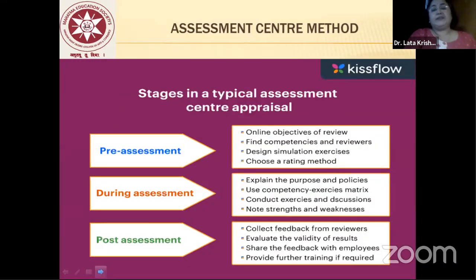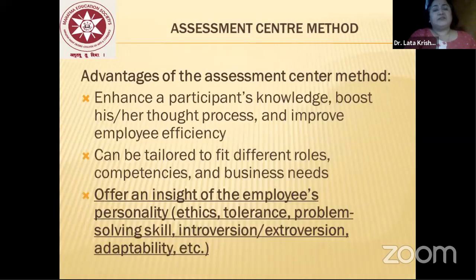So, the stages in a typical assessment center appraisal are pre-assessment, during assessment, and post-assessment. Please kindly go through that. We have seen the advantages of the assessment center. It offers an insight into the employee's personality, ethics, tolerance, problem-solving skill, and whether he's an introvert or an extrovert. All this can be studied through different tools in the assessment center method.